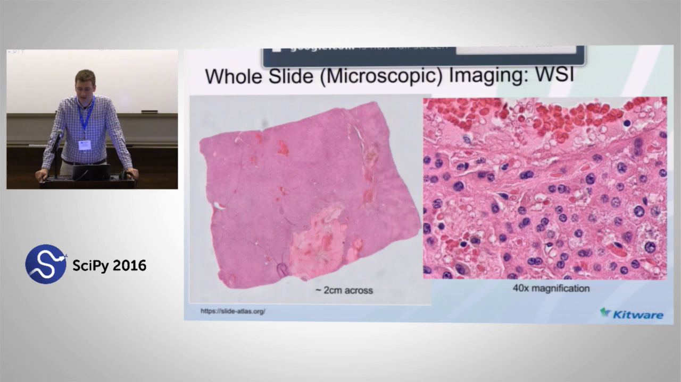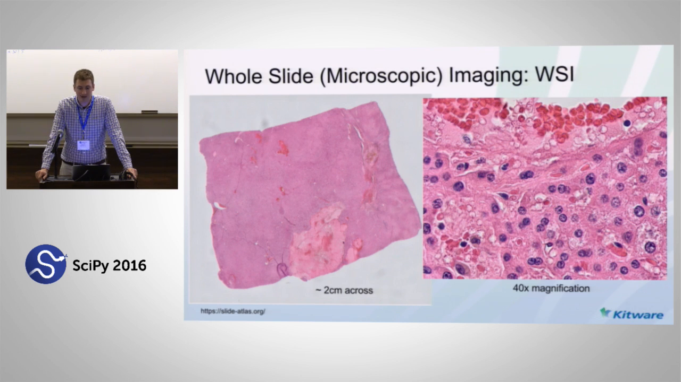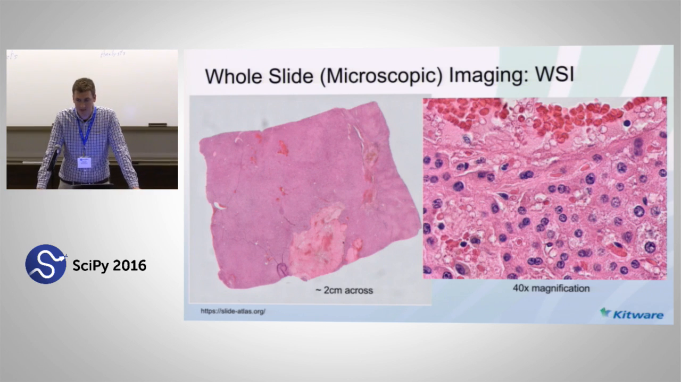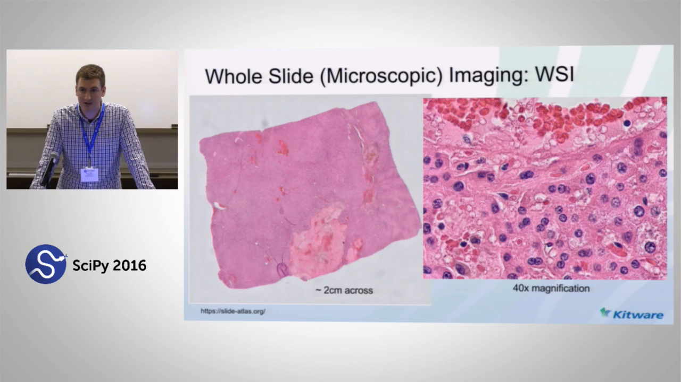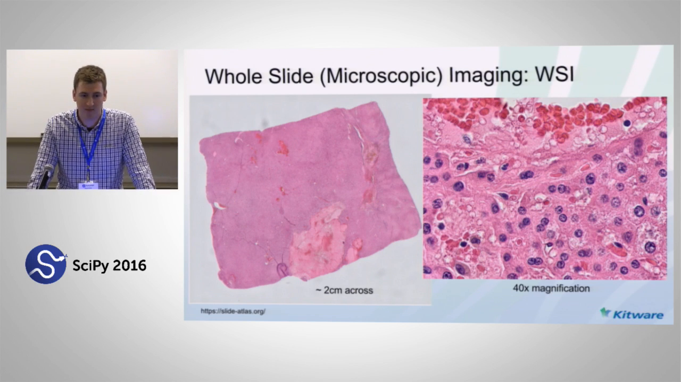The imaging modality we're dealing with here is whole slide imaging in microscopy, and this basically involves taking stained slices of tissue, often human but in many cases animal, and digitizing the entire portion of the slide as opposed to just a region of interest. This often results in images that are up to 100,000 by 100,000 pixels across, and typically are required at 40x magnification.